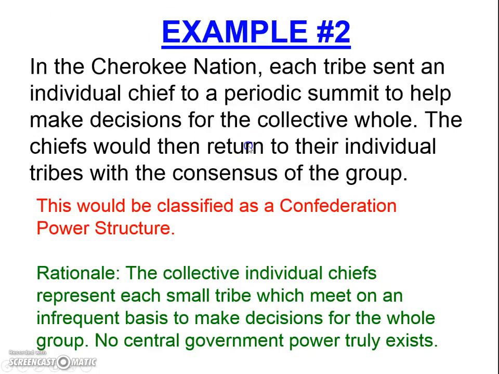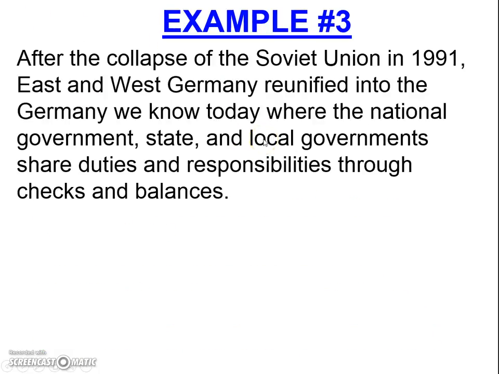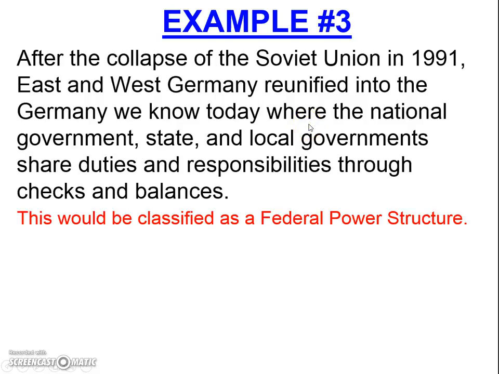Let's look at example number 3. It says, after the collapse of the Soviet Union in 1991, East and West Germany reunified into the Germany we know today, where the national government, state, and local governments share duties and responsibilities through checks and balances. Okay, the key with this one is obviously share duties and responsibilities between governments that are state, local, and national. So what type of power structure do you think this would have been? If you said federal, you would be correct.